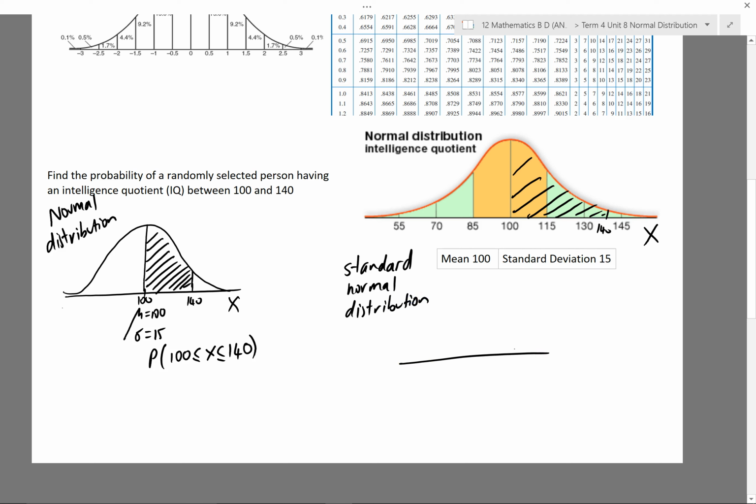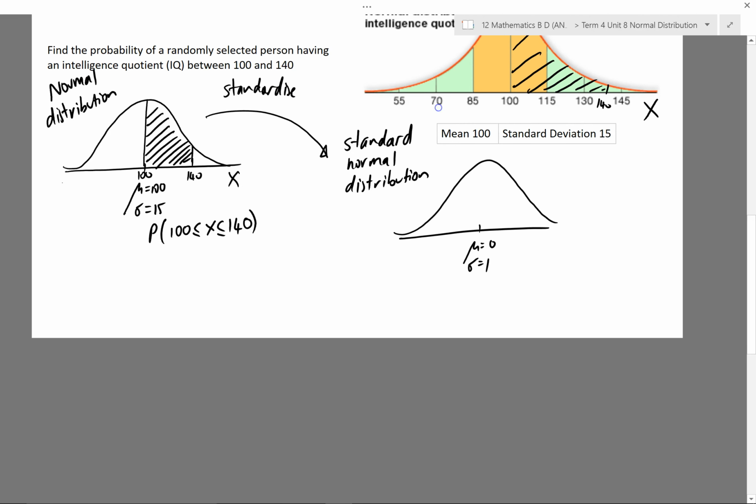Okay, which has a mean of 0 and a standard deviation of 1. And I want to find that corresponding area. So for 100 and 140, I'm going to perform this standardization. So when x equals 100, what does z equal?